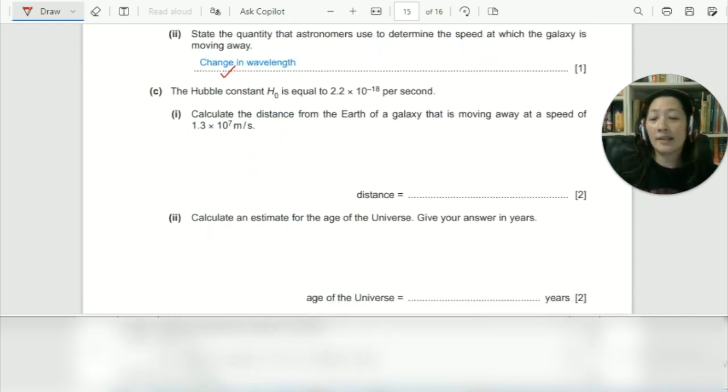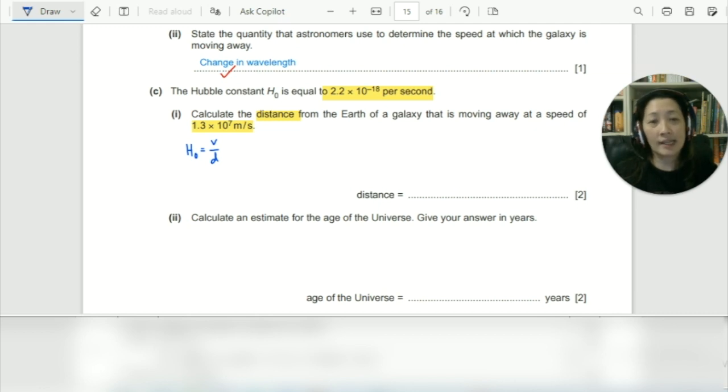C. The Hubble constant is equal to 2.2 times 10 to the power of negative 18 per second. Number 1. Calculate the distance from the Earth of a galaxy that is moving away at a speed of 1.3 times 10 to the power of 7 meters per second. To solve this, you need to use the formula involving the Hubble constant, the distance d, as well as the speed. And that formula is H naught equals v over d. And we're looking for d.